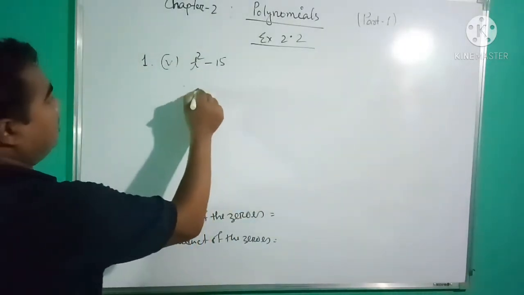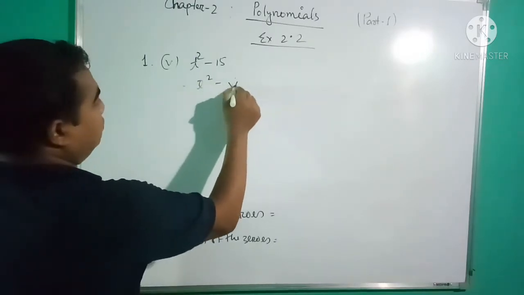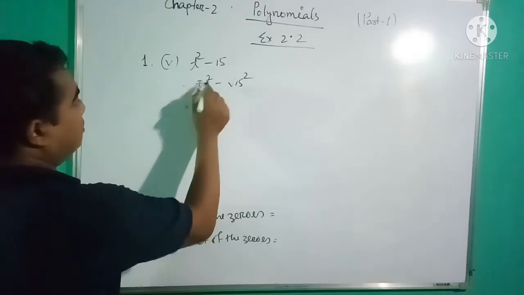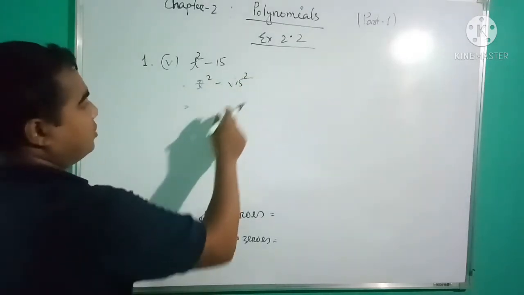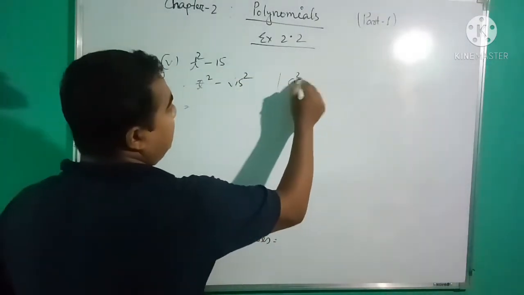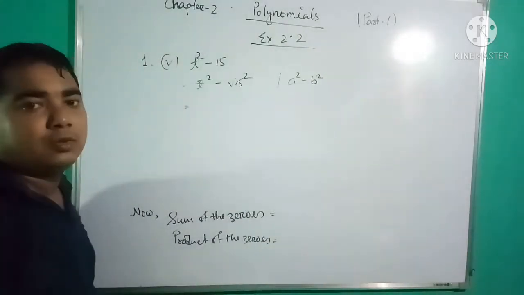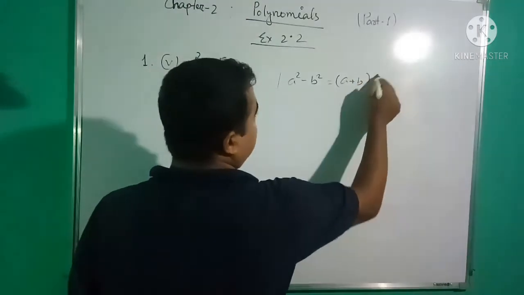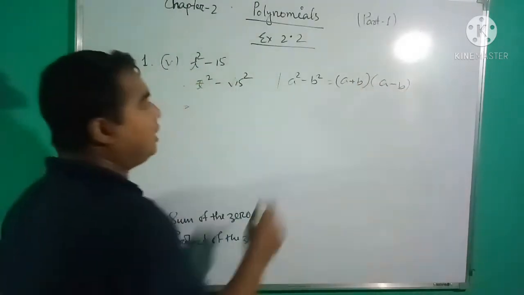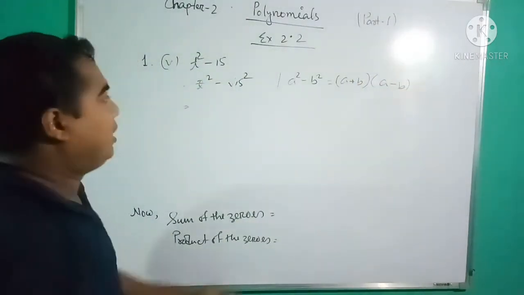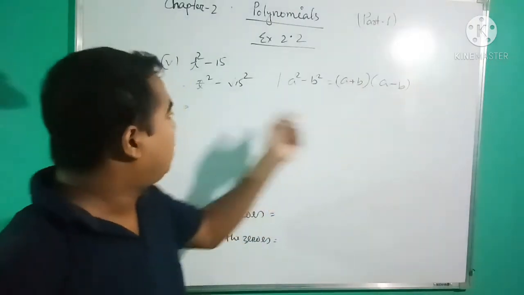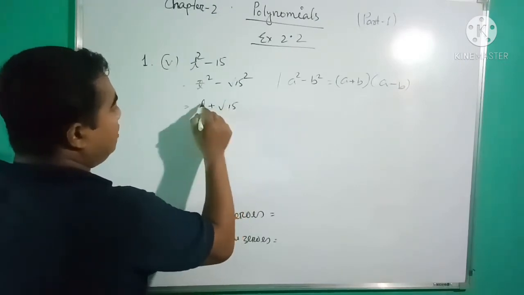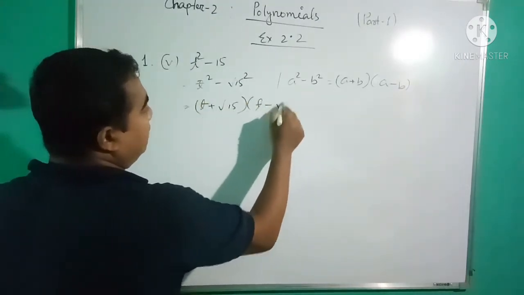See, t square minus root 15 whole square. 15 means root 15 whole square. Then t square minus root 15 square, that means it satisfies the a square minus b square formula. You know the a square minus b square formula is a plus b into a minus b. It is called the a square minus b square formula. According to this formula, now expand it: a plus b into a minus b.